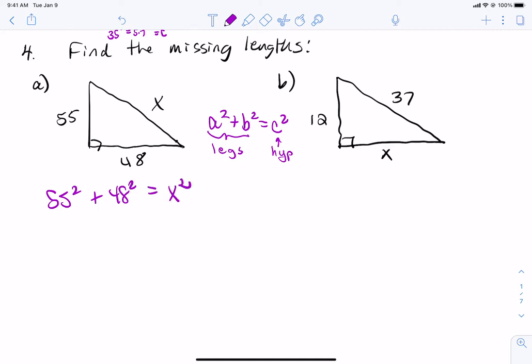B, we are missing a leg, not a hypotenuse. So the setup looks a little different. This one is going to be 12 squared plus x squared has to equal our hypotenuse squared. So there is a difference in how you set it up, so please be aware of that. If it's a leg squared, you got to put a leg in the correct spot equals the hypotenuse squared. So let's actually finish up problem A.